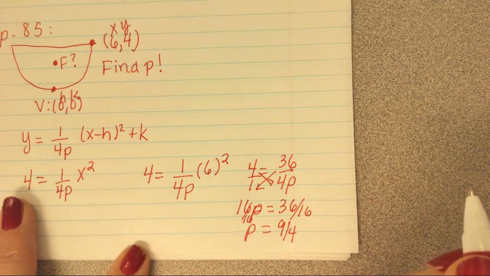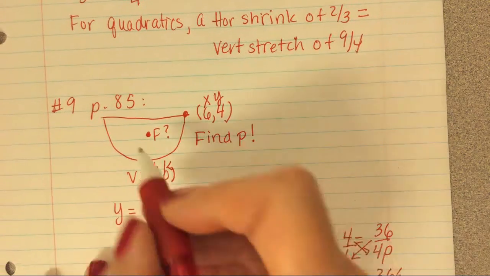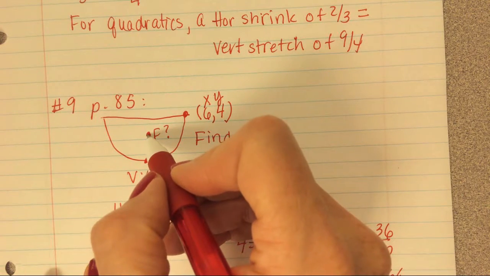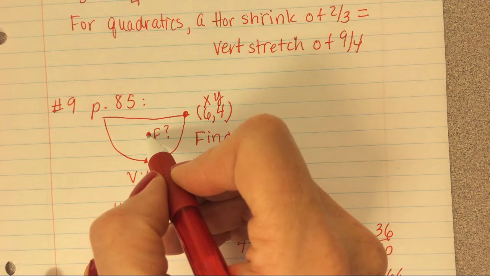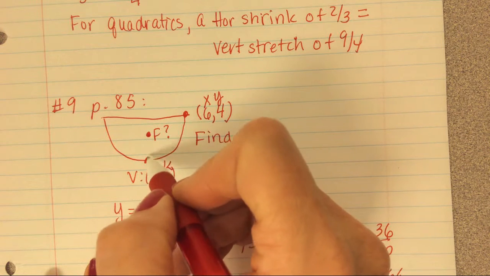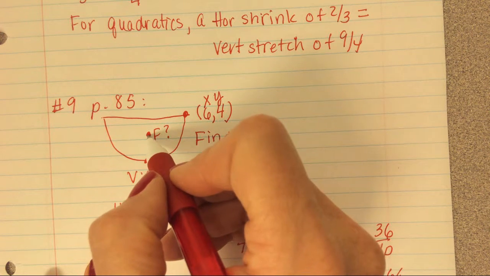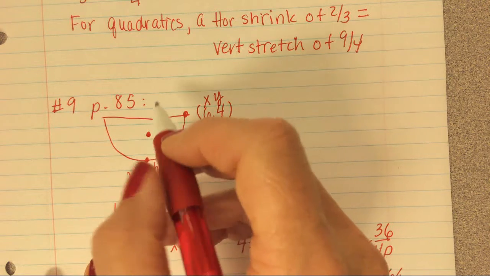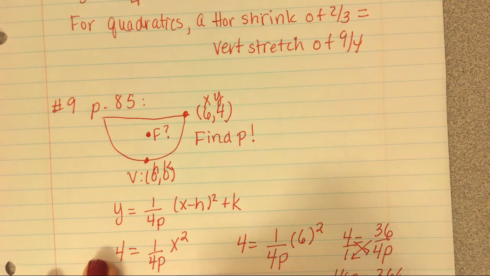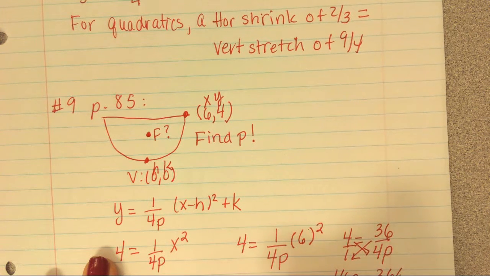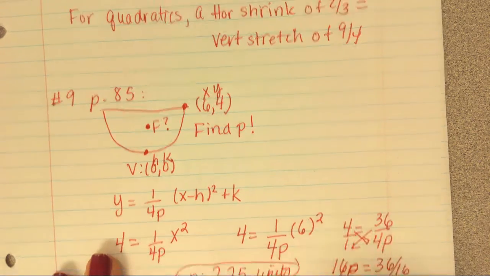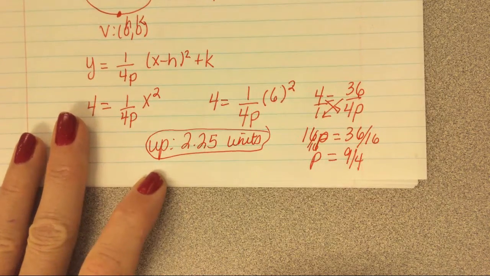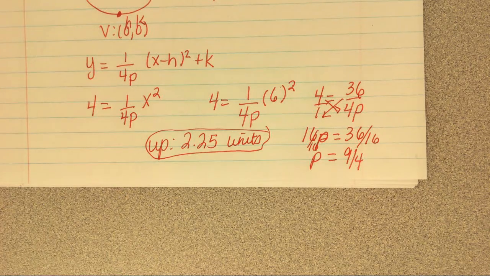So this question was asking us, how far up does this wire need to go for it to be at the focus? Well, the distance between the vertex and the focus is p, so therefore it's going to have to go up 9/4, which is what, 2.25 units? The wire is going to have to go up 2.25 units for the hot dog cooker.